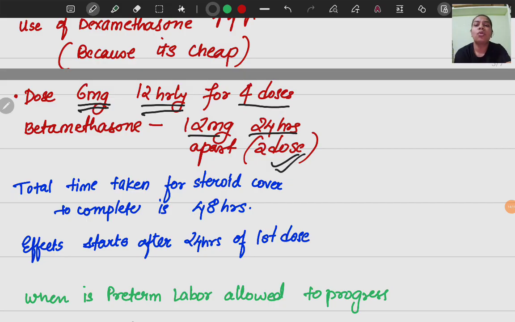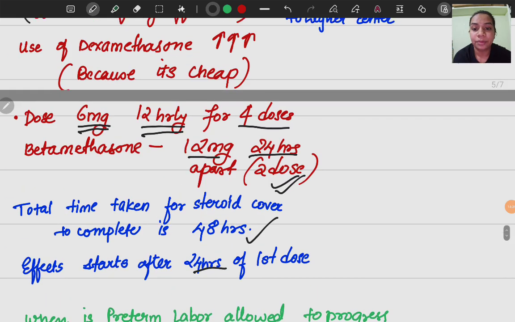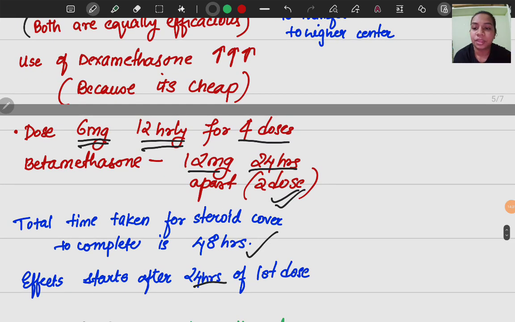Okay, so the total time taken for steroid to cover the complete dose is 48 hours. And the effect starts after 1 dose, after 24 hours of the first dose. So for the complete course we need 48 hours, but the effect of the drug will start 24 hours after the first dose.